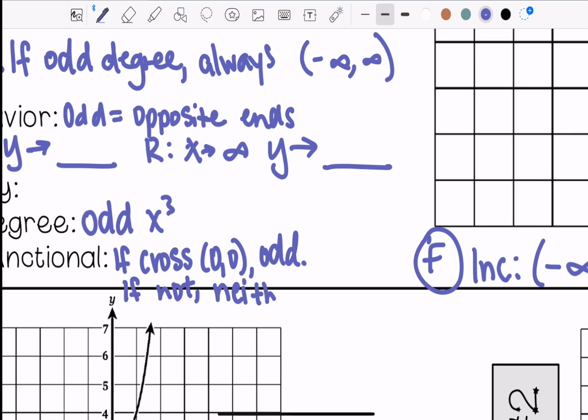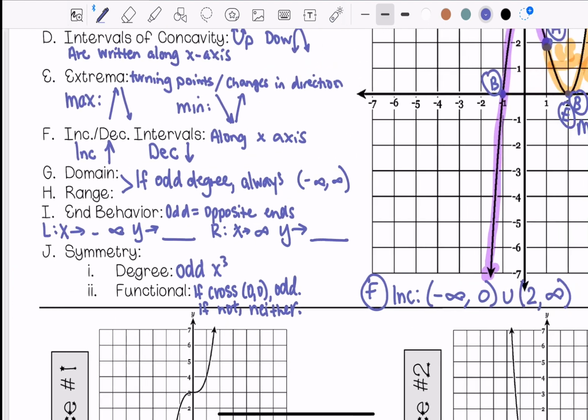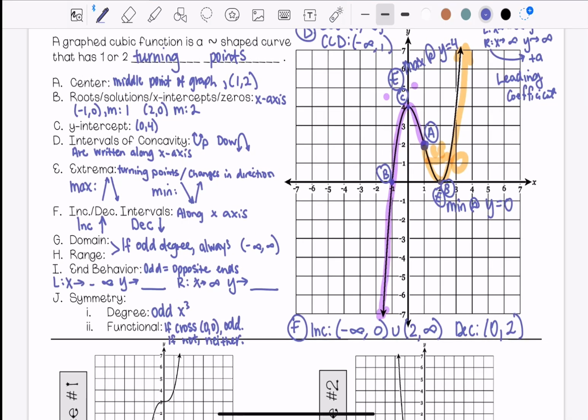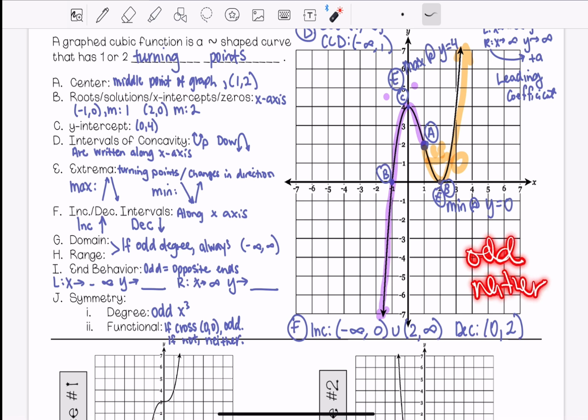So this one does have the potential of being an odd function as well as an odd degree, just like our quadratic had the potential to be an even function, just like an even degree, but it has to go through 0, 0. Looking at ours here, obviously the degree symmetry is odd, but its function symmetry is neither because it doesn't cross through the origin right there.